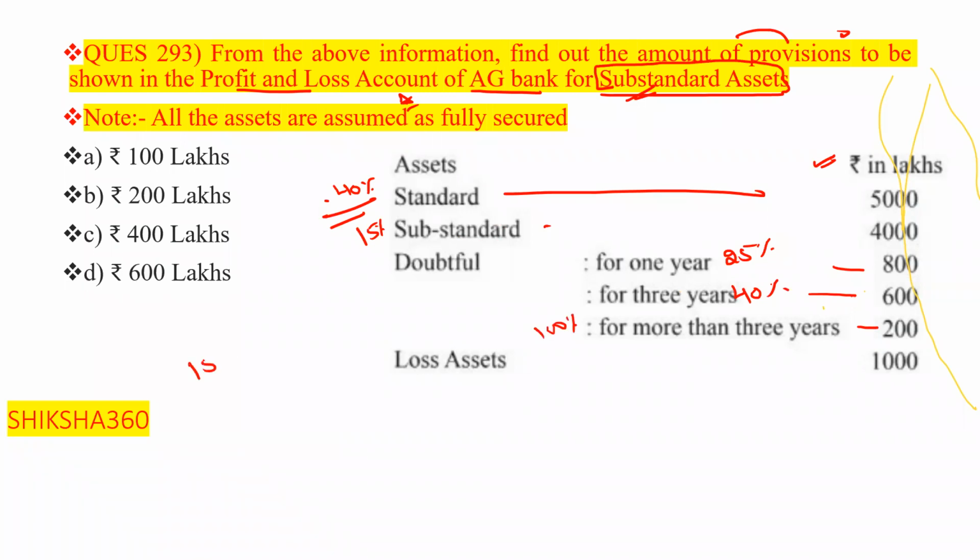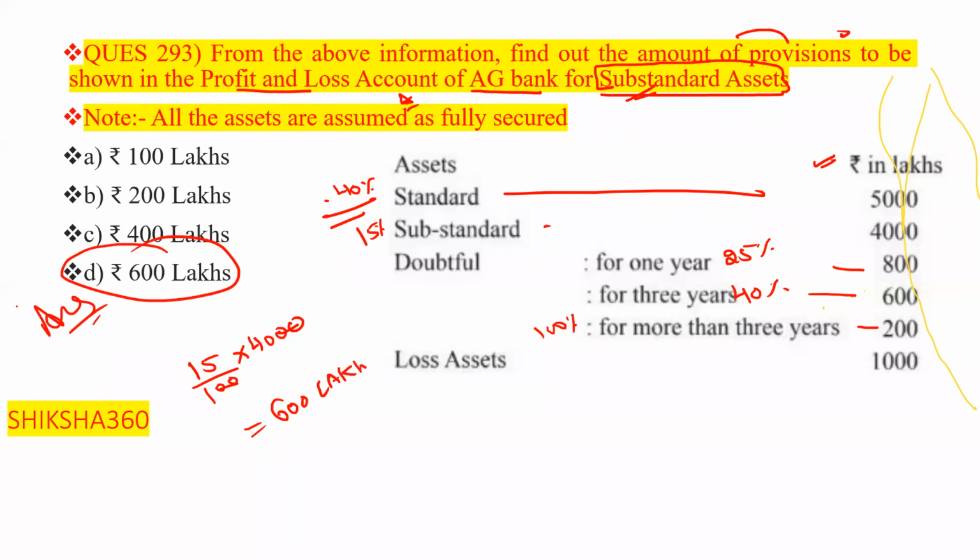So 15% of what? 4,000. So it is 600 lakhs. Sometimes we are not given this, and under the standard asset, what is the provision? That is 0.40%, or we can say 0.4%.